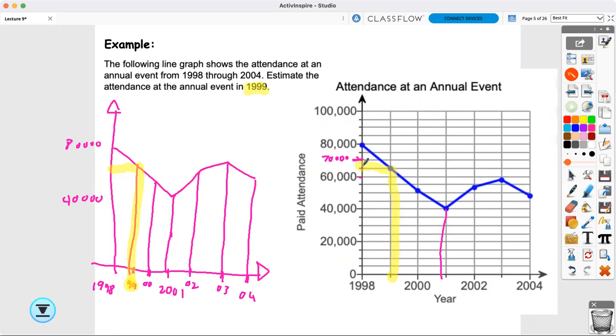So what's in the middle between 70 and 60, guys? Anyone want to take a guess of what's in the middle of 60,000 and 70,000? 65. 65,000. There are 65,000 people in attendance. And we're done. I'll give you a moment to copy this down. I'll add 2 minutes to the timer and then move on, unless anyone needs more time.